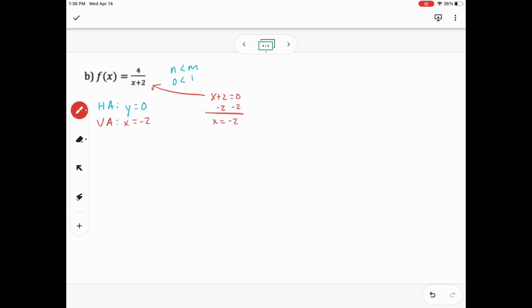Okay, and then from there I want to find my x and y intercepts. So plugging in 0 for f of x and solving for the numerator, that gets me 0 equals 4 divided by x plus 2. And multiply both sides by x plus 2. That leaves me with a statement of 0 equals 4, which is not true. So there is no x-intercept in this problem, just like the last one.